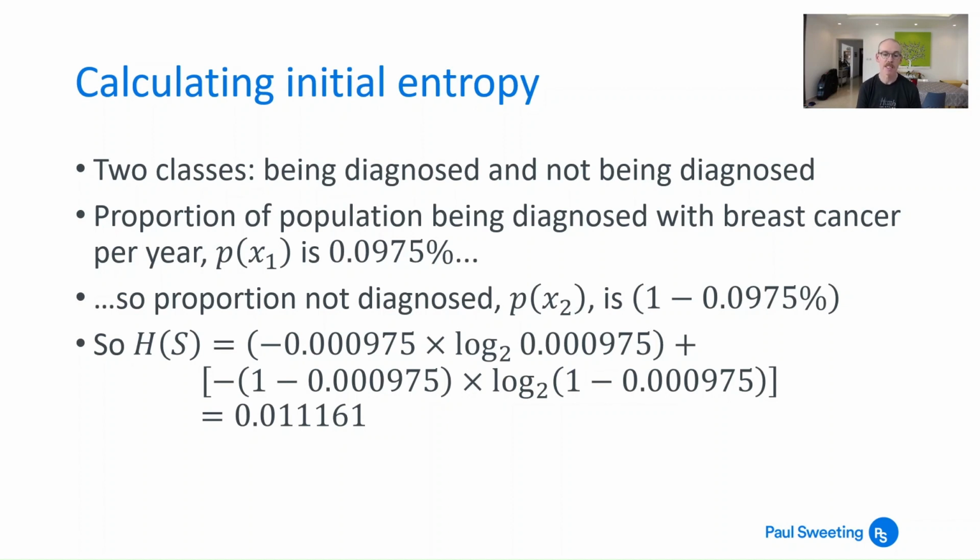So H(S) is minus 0.000975 times log to the base 2 of that, plus then minus (1 minus 0.000975) times log base 2 of (1 minus 0.000975), which gives you this initial entropy number, 0.011161.